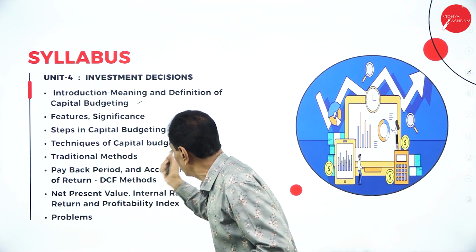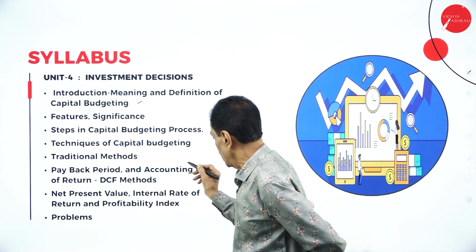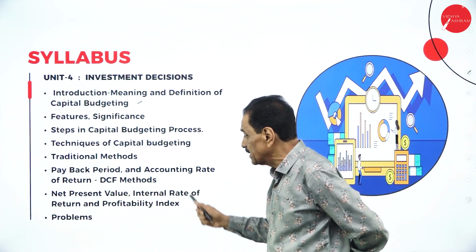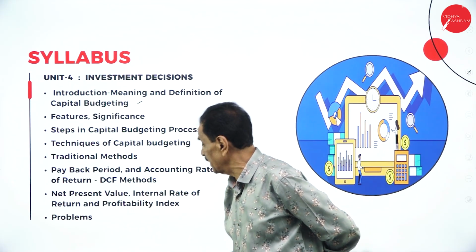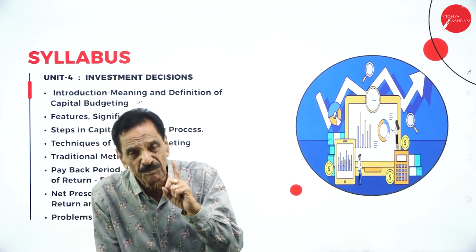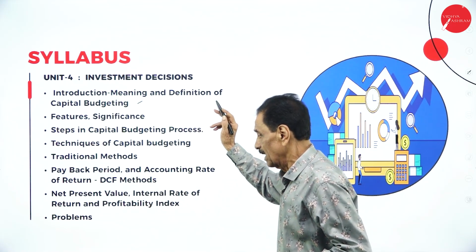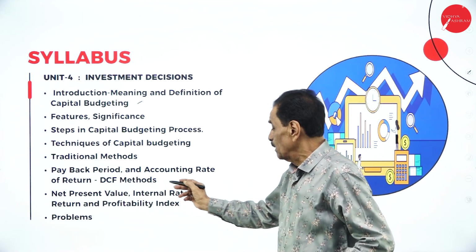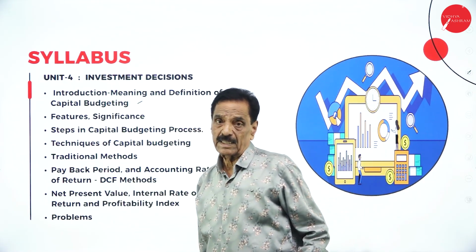Then techniques of capital budgeting, traditional method, payback period, accounting rate of interest, discounting cash inflow methods, net present value method, internal rate of return, and profitability index. All these will be asked in one question, 15 marks. You have to calculate payback period, accounting rate of interest, discounted cash flow, and profitability index. 10 marks they may ask internal rate of return.